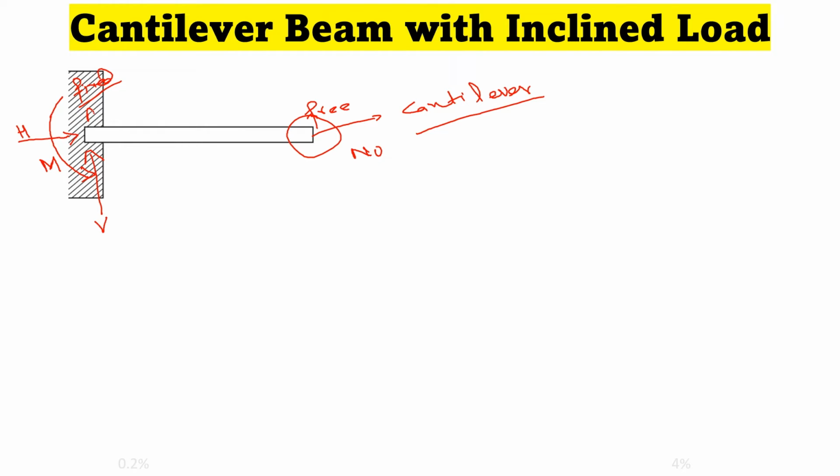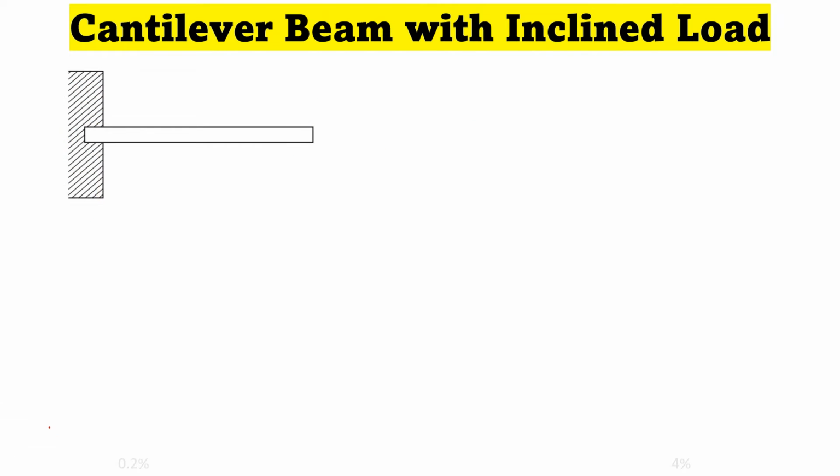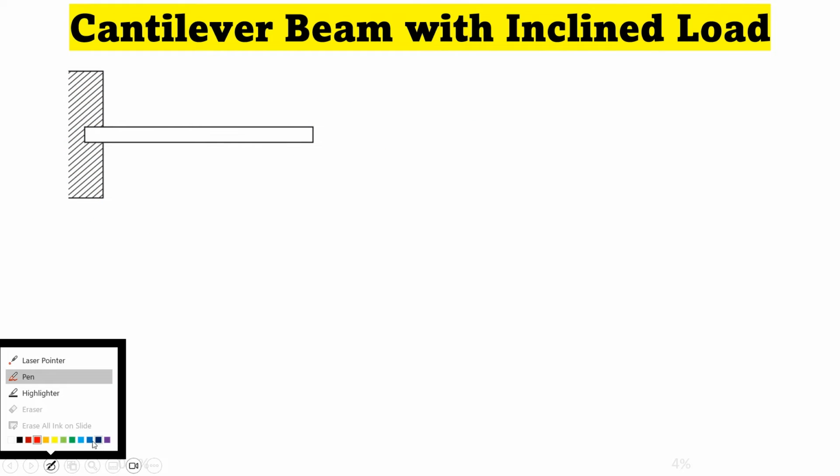So if we call this point A, we can say that this is the vertical reaction at A, this is the horizontal reaction at A, and this is the moment at point A. We can denote these by these notations: at this support the reaction in vertical direction, at this support the reaction in horizontal direction, and this is simply the moment M. So these are the conventions to be used in the solution.